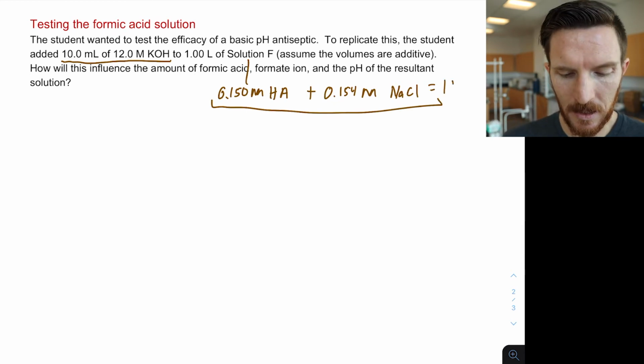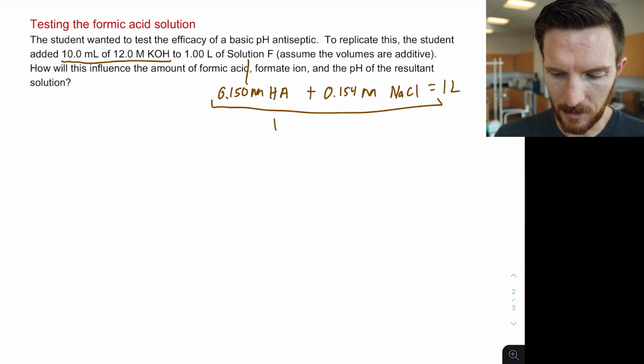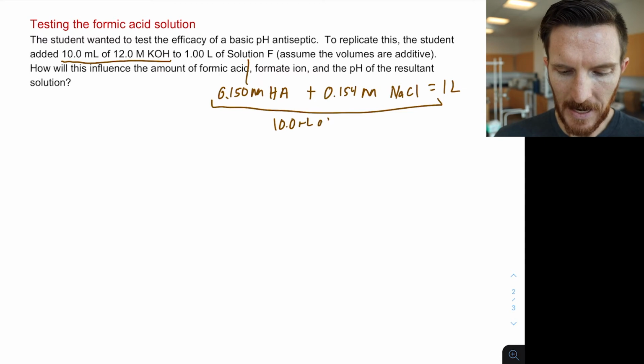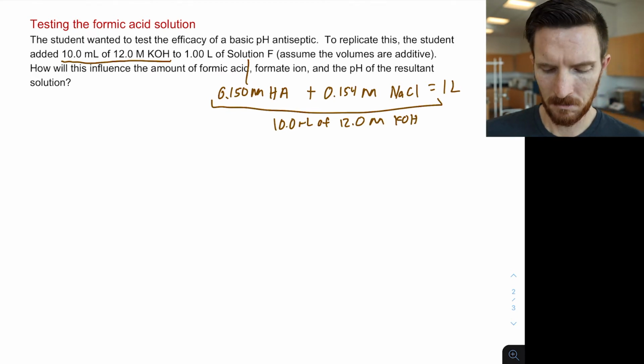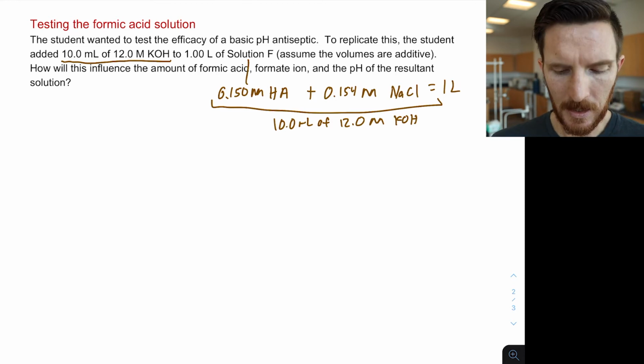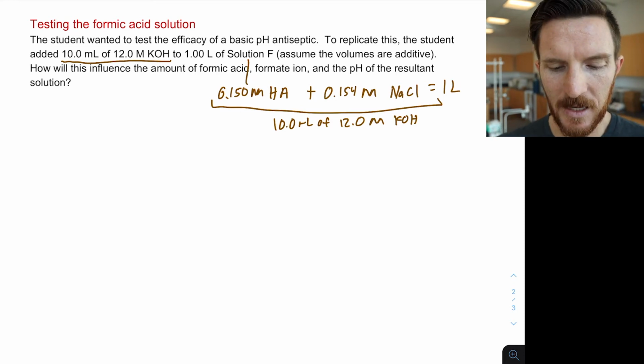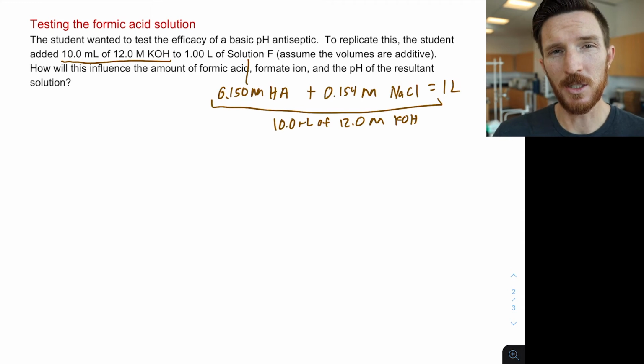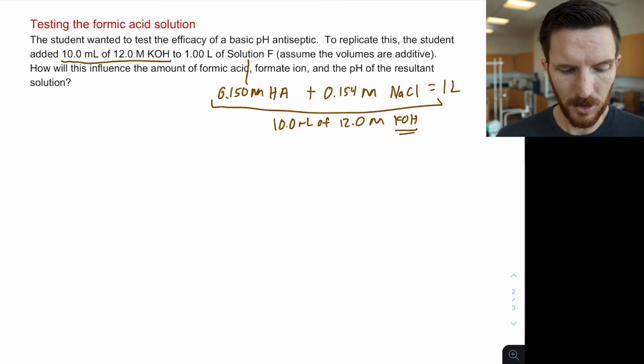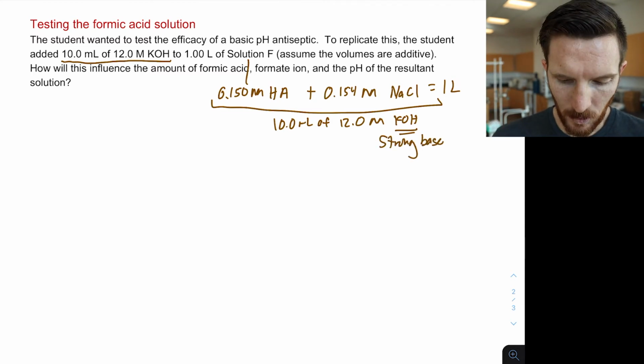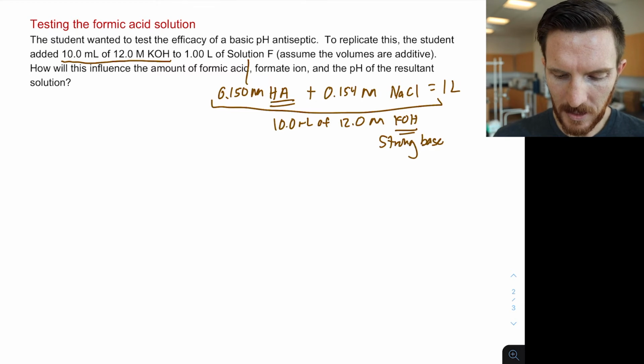To all of this, and again we have 1 liter of that, we're going to add 10 milliliters of our 12 molar potassium hydroxide. So now we see that we have added this potassium hydroxide. Our next question is, what is that going to do to our solution? Looking at our solutes, we see we're adding a strong base. When we add that strong base, what is that going to do?